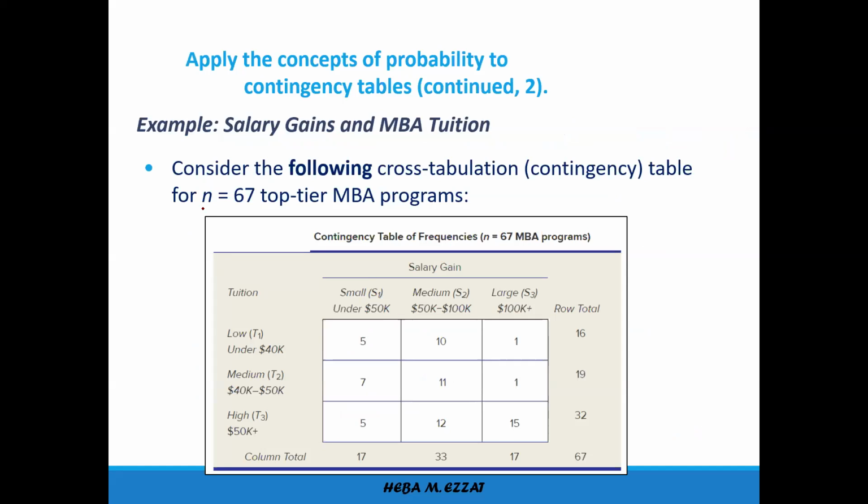This table contains the number of observations, the number of cases collected, or the sample size, which was 67. This table was collected in order to study the effect of the tuition fees of the MBA program, and what would be the gain in salary later.